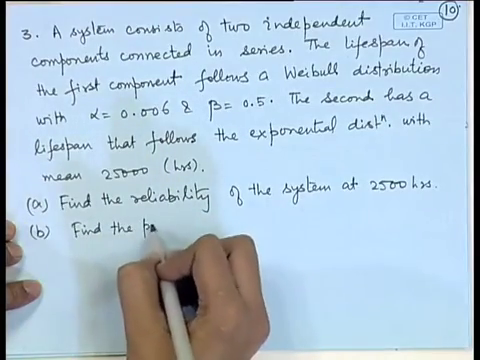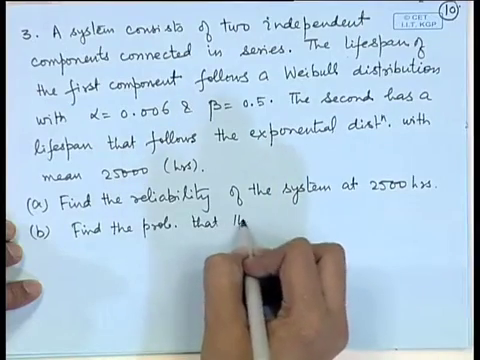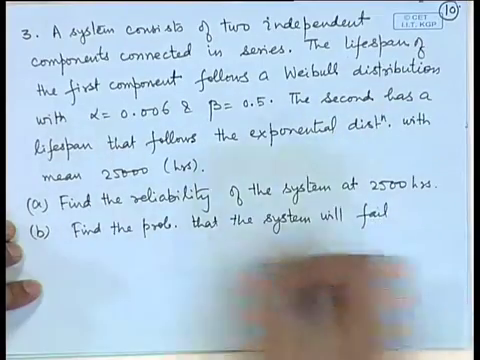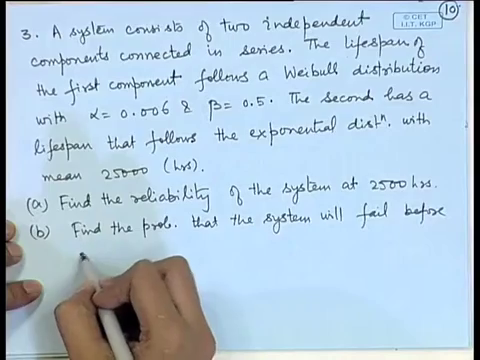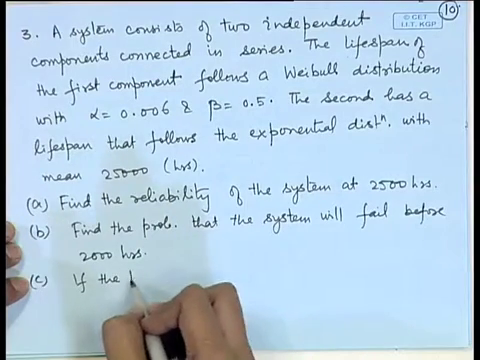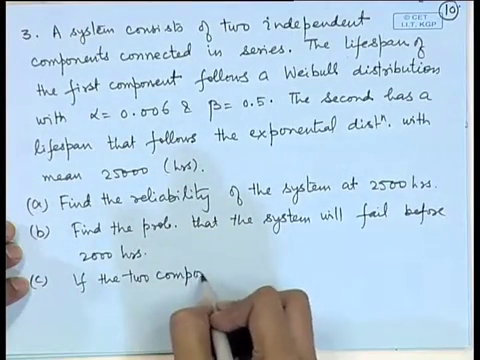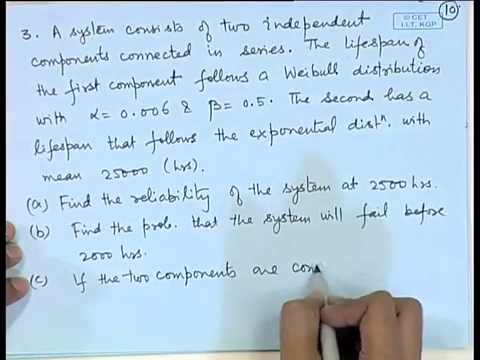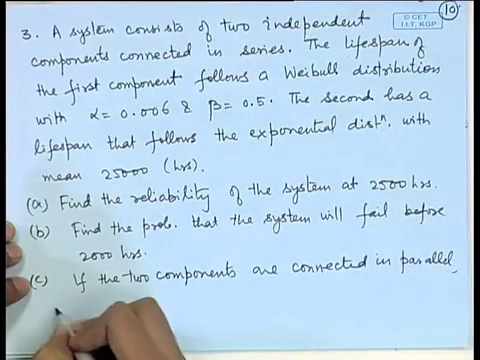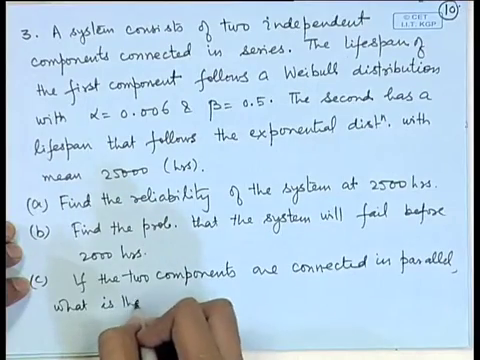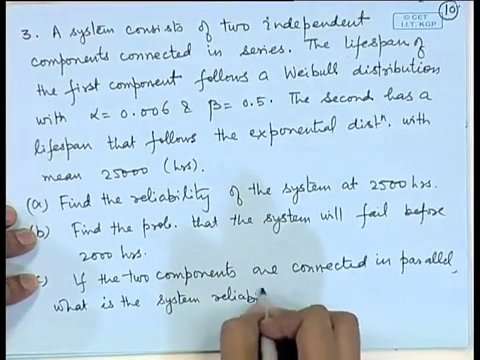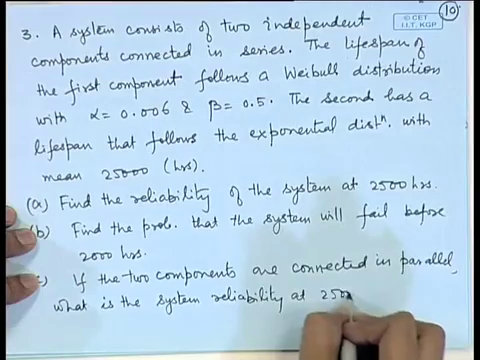Find the probability that the system will fail before 2000 hours if the two components are connected in parallel. What is the system reliability at 2500 hours?